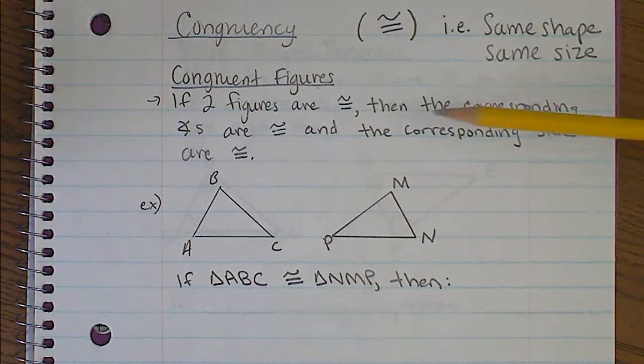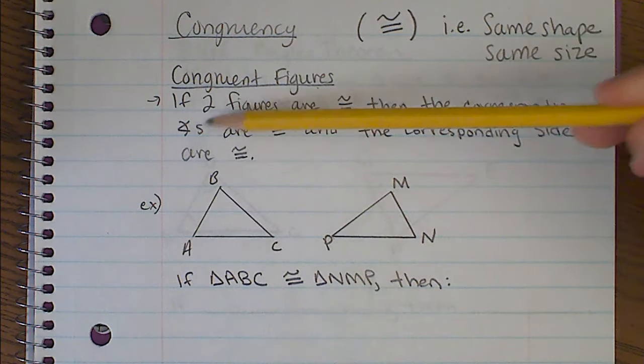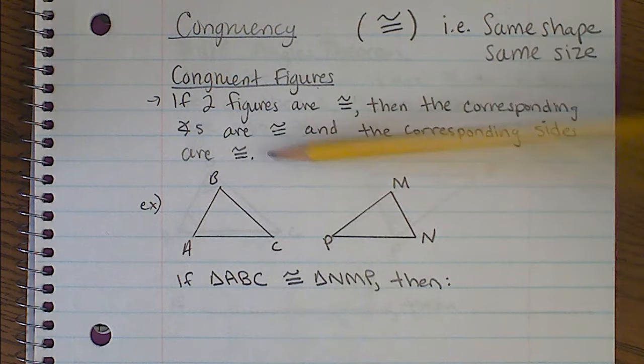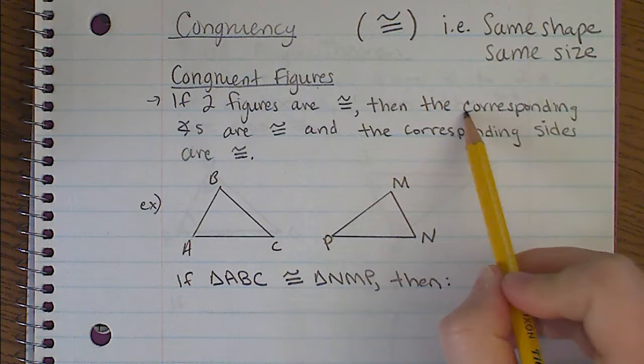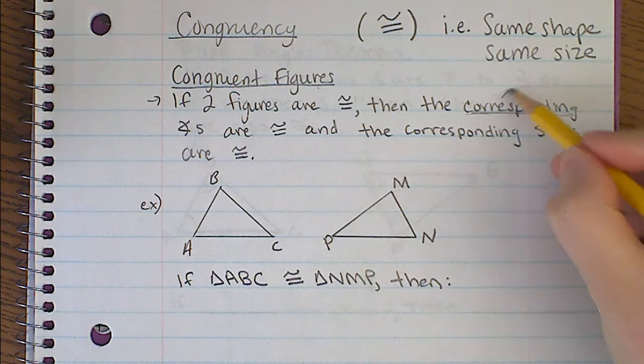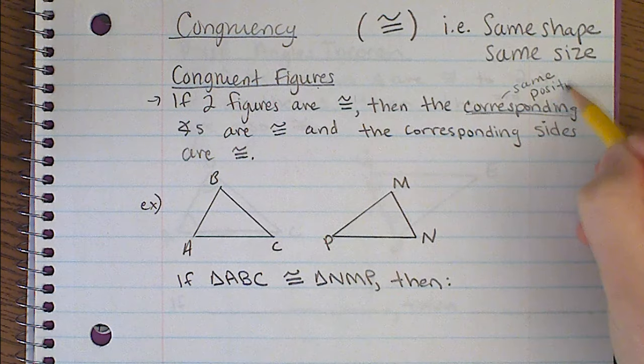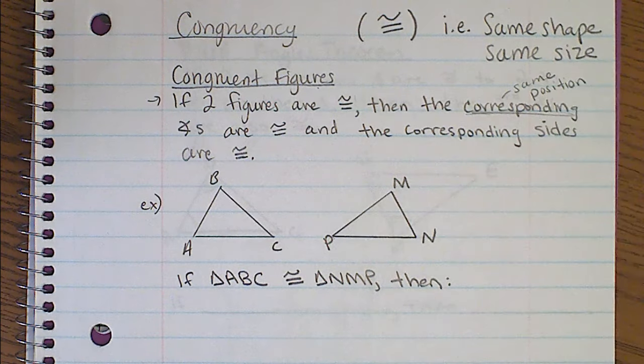Okay? So if two figures are congruent, then we know that all of the corresponding angles are congruent and the corresponding sides are congruent. And this word right here just means the parts that match up, that are in the same position. And that's what I was talking about. It's really helpful to use different colors to show the parts that match up.